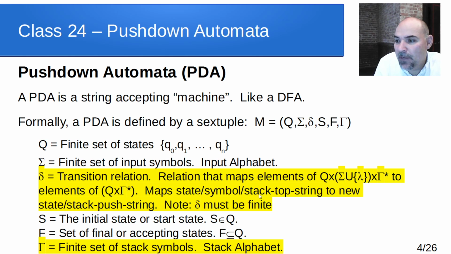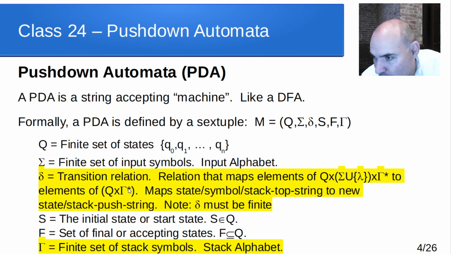And so going back up here, we're mapping that to elements of Q cross stack alphabet star again. So in other words, what we're doing is we're mapping a state, symbol, stack string triple to a new state, stack push string pair. And note that that transition relation has to be finite. So this is a finite state machine like the other ones were, just like a DFA, just like an NFA. It's still a finite machine.